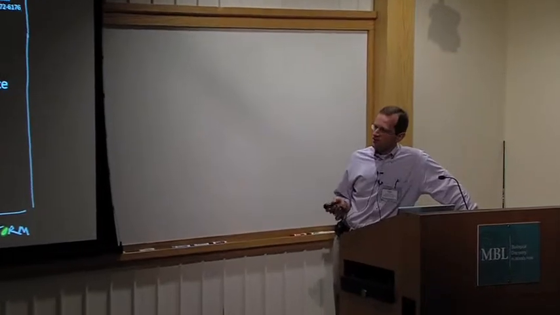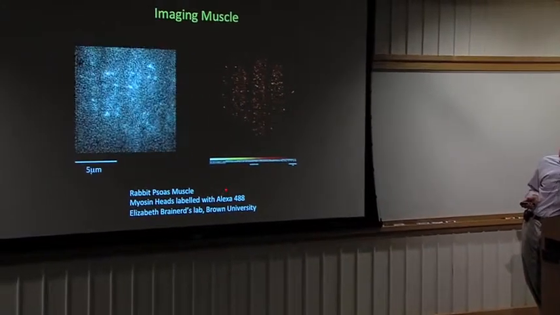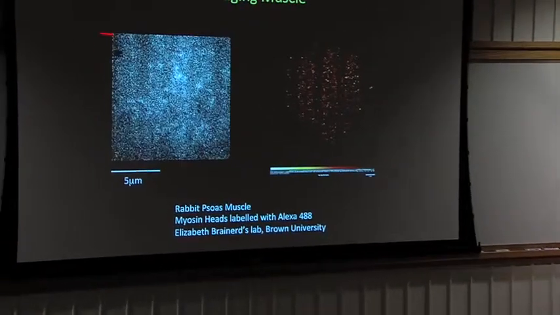And again, you can get about 5,000 photons out of an Alexa dye before it photobleaches. So let me just show you some examples of the imaging that we've done. This is from Beth's lab. This is myosin heads labeled with Alexa 488 in rabbit psoas muscle. And this is just the raw data.